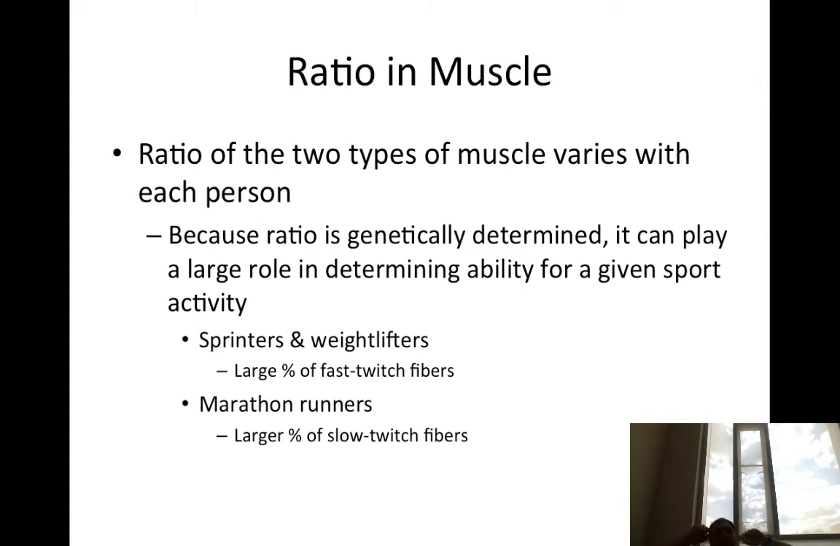So you can see here, the ratio of these in the muscle varies per person, and because the ratio is genetically determined, it can play a larger role in determining ability for a given sport or activity. Sprinters and weightlifters will probably have a larger percentage of fast twitch fibers, versus a marathon runner might have a larger percentage of slow twitch fibers.